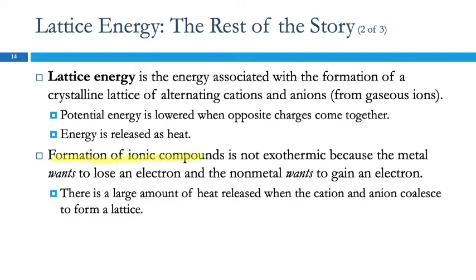So this is an important statement here. Formation of ionic compounds is not exothermic because the metal wants to lose an electron and the nonmetal wants to gain an electron. We talk about it that way. I talk about it that way, and I will continue to talk about it that way. But that's not where all the energy is coming from. The release of energy is from all of those newly formed ions coming together, being all attracted to each other.